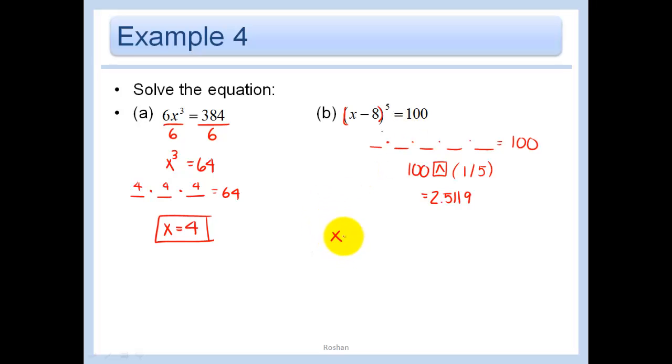So I know that the x minus 8 is equal to 2.5119, right? Because I took the fifth root of both sides. And so now I have to add 8 to both sides to get my final answer of x equals 10.5119.